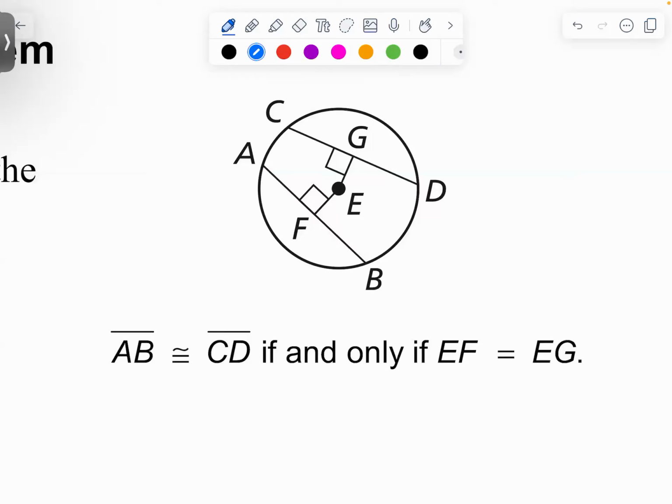Okay, so what this means is if GE and EF are the same with that 90-degree angle, because we're talking about distance, then our chords, CD and AB, are going to be the same, which then would affect our arcs as well, right? If those are the same. Okay, so it goes both ways. If we have two chords that are congruent, then their distance to the center is the same. Backwards, if the distance to the center is the same, then the chords are congruent.